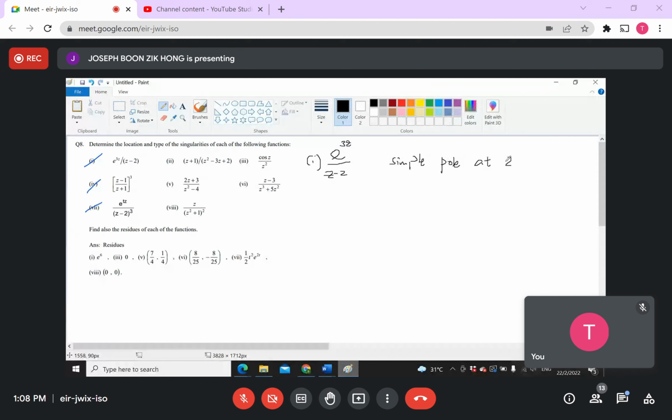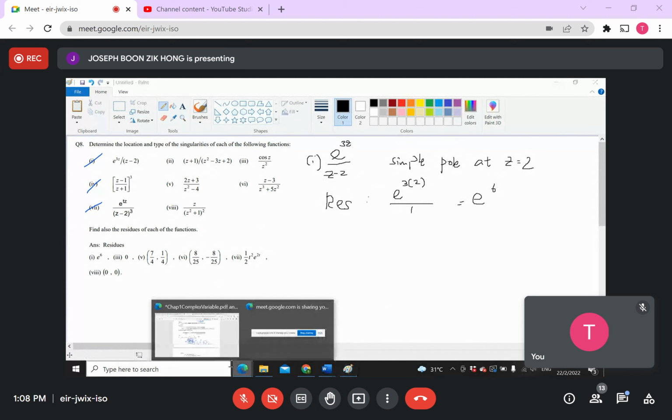And since this is a simple pole, when you want to find the residue, it depends, because this one is simple. So I will just take e^(3z), put in z equals 2, and then differentiate the denominator here, so 1. So the answer will be e^6. Again, just like what I said just now, we have two formulas for a simple pole in order to find the residue.